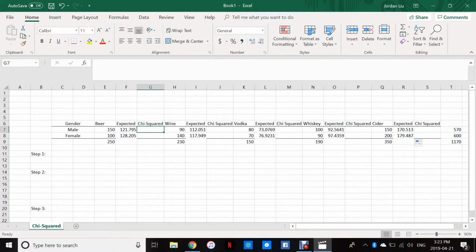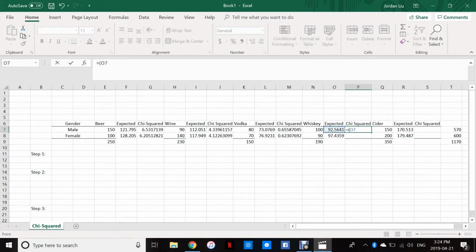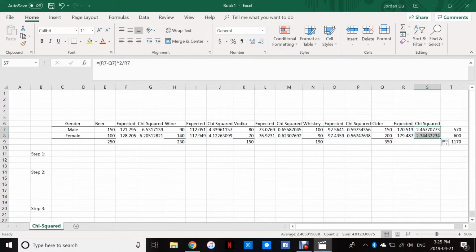Now we are calculating the chi-square value by subtracting the expected value from the actual value, squaring that, then dividing by the expected again. Now we are summing all the chi-squared values to get our chi-squared test value.